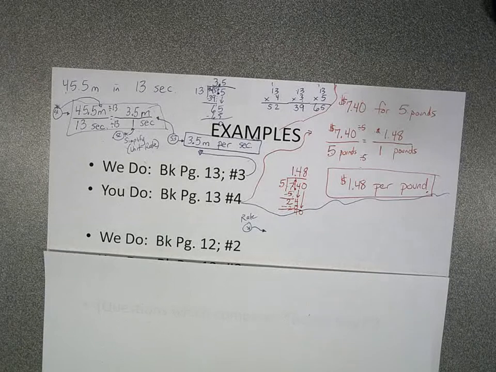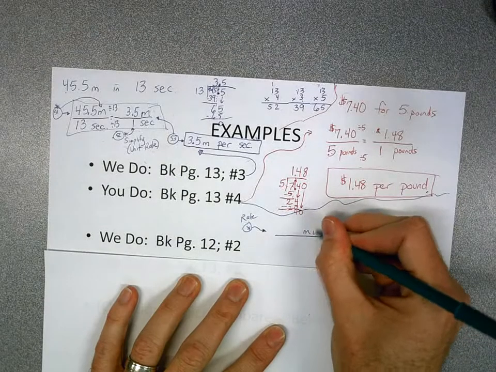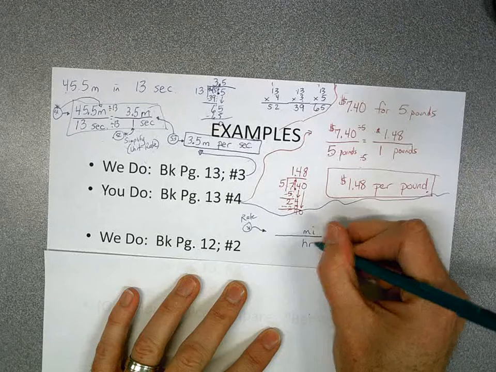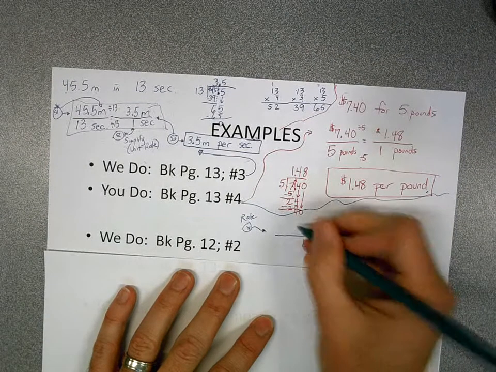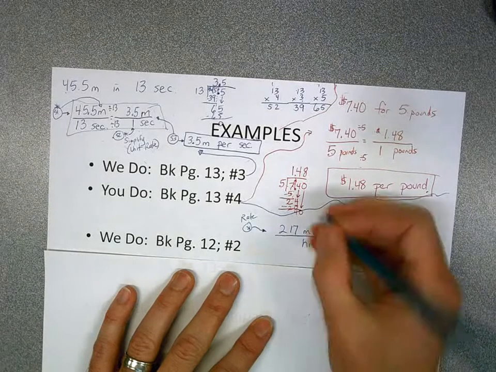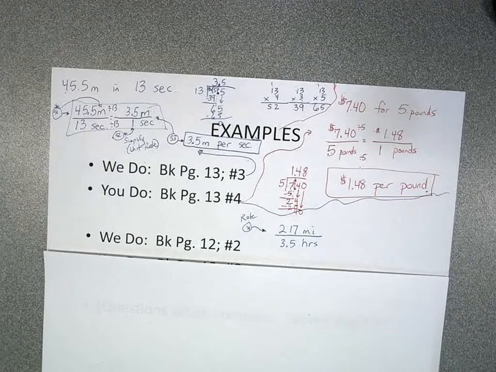Okay, so here's what I'm going to do. Now, talking about which one goes on top and bottom, in this particular case, we know that we're going to find the unit rate, right? We always talk about miles per hour. We don't say how many hours per mile, right? It's miles per hour. So that will help us on this one. That allows me to put my miles on top and my hours on the bottom. So if I take a look here, it's 217 miles over 3.5 hours. Okay, now step 2.